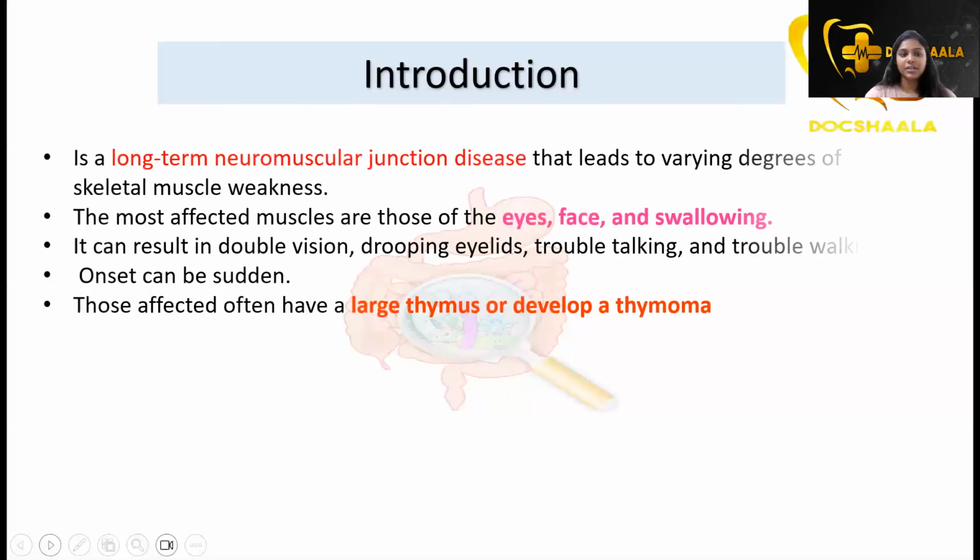The introduction for this is that it is a long-term neuromuscular junction disease. So it is an NMJ disease, that is neuromuscular junction disease, which causes skeletal muscle weakness of varying degrees. The most affected muscles are those involving the eyes, face, and the swallowing muscles like the pharynx and all. So it results in double vision, drooping eyelids, trouble in talking, trouble in walking. The onset is sudden, and those affected will have a large thymus and develop a thymoma.